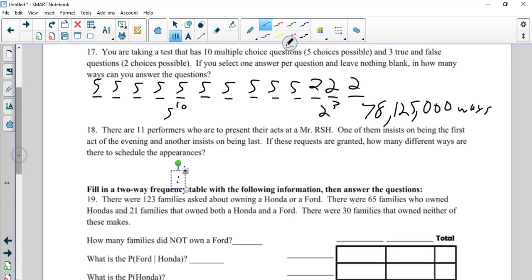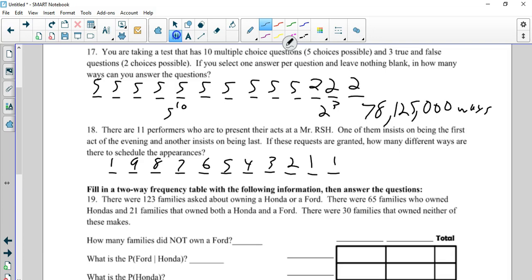All right. Get rid of those. There are 11 performers. So 1, 2, 3, 4, 5, 6, 7, 8, 9, 10, 11. But one of them insists on being first, and one insists on being last. How many different ways are there to schedule the appearances? So we know somebody's got to be first, and one's got to be last. That leaves 9 people. So this is just 9, 8, 7, 6, 5, 4, 3, 2, 1.